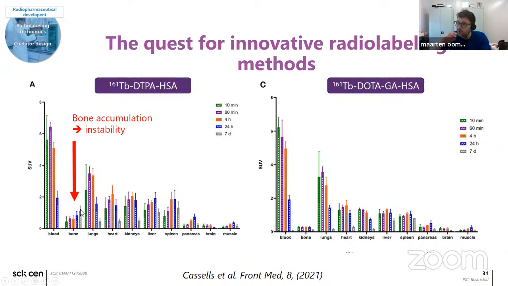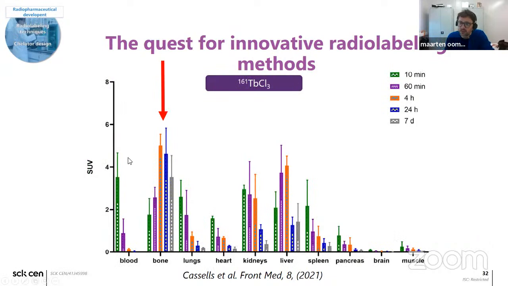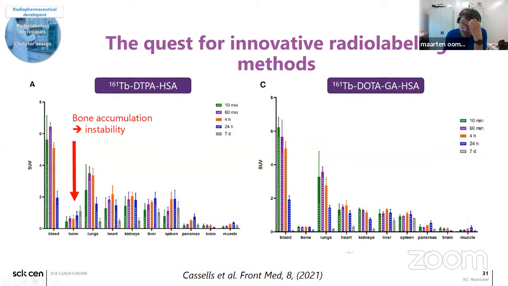And why is the bone so important? That is because of this. We also injected free terbium chloride. And if you notice here, if you inject terbium chloride, it will immediately go to the bone. So the moment terbium is released from its chelator, it will seek the bone and start accumulating there. So what we see in the previous slide is actually accumulation of free terbium after release from the chelator.